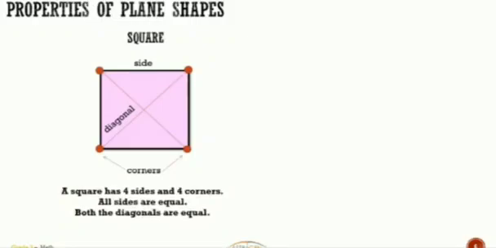Square. Square properties of plane shapes in which we choose here square. Square has 4 sides and 2 diagonals and 4 corners. A square has 4 sides, 4 corners, all sides are equal, both the diagonals are equal.